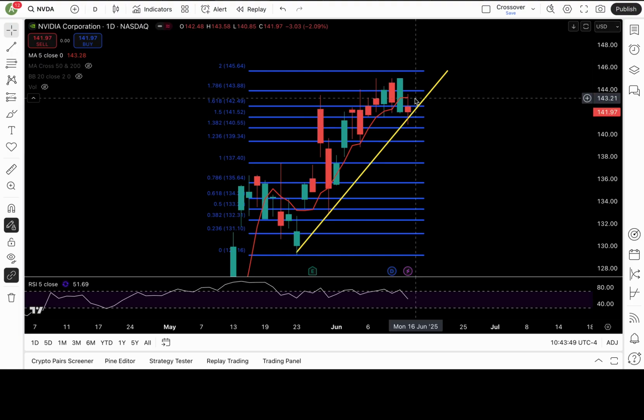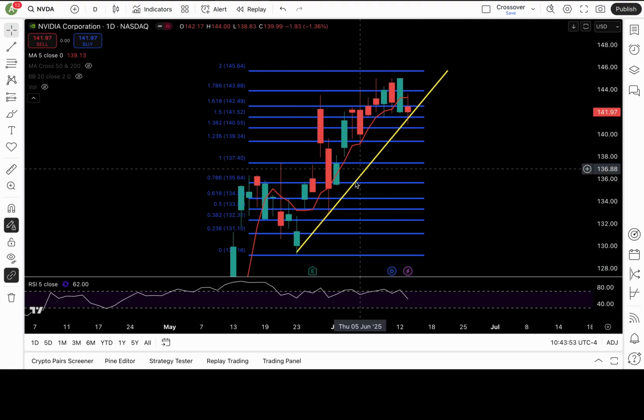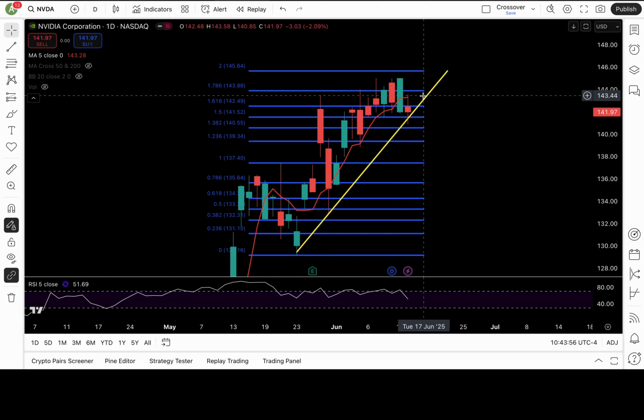But if we clear 142.5 and we clear 144 again, now that we had the third touch of this trend line and we're clearing those levels, based on that context, because context matters, I would feel more confident that we reach a higher pivot high. 147, 150 would definitely be my target.